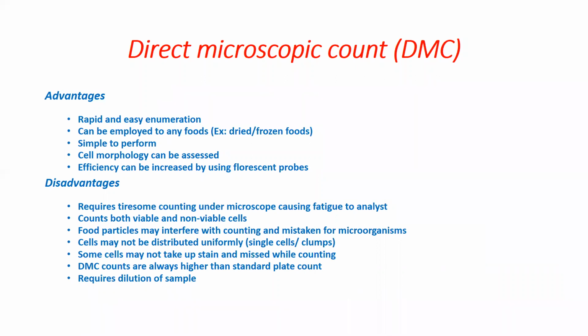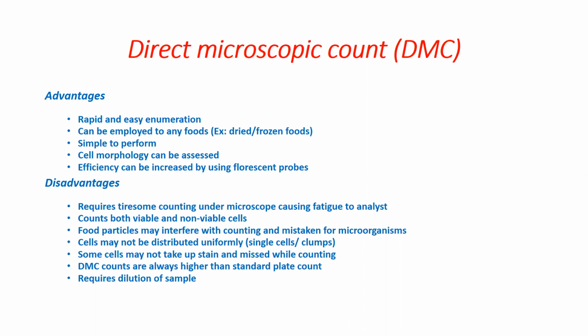What is the disadvantage? It requires a lot of time to count the microbial cells. Okay, that is the disadvantage. And it counts both viable and non-viable cells. Viable means microbes which can be cultured easily. Non-viable means microbes which we cannot culture in the laboratory. So that is the disadvantage of direct microscopic count. We count both viable as well as non-viable.